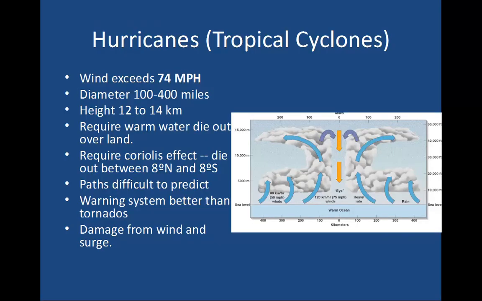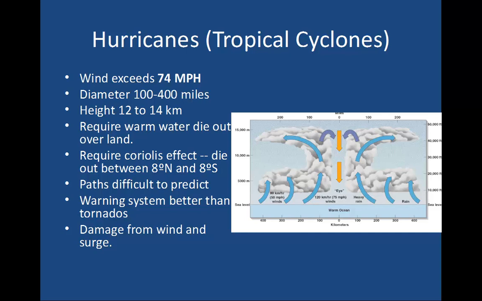Hurricanes, otherwise known as tropical cyclones, are specific types of storms that form in warm water equatorial regions, but they can move long distances over the Earth. The definition of a hurricane is simply that winds exceed 74 miles per hour. Now the diameters can be pretty variable. Somewhere between 100 and 400 kilometers is normal. They can be bigger, and sometimes they can be a little bit smaller. The heights are 12 to 14 kilometers in height.